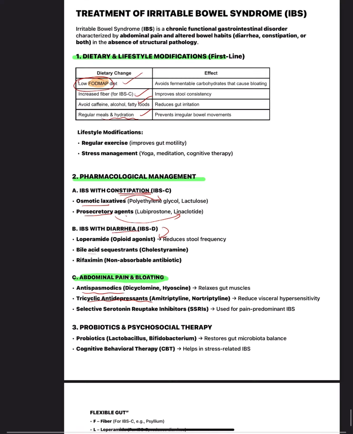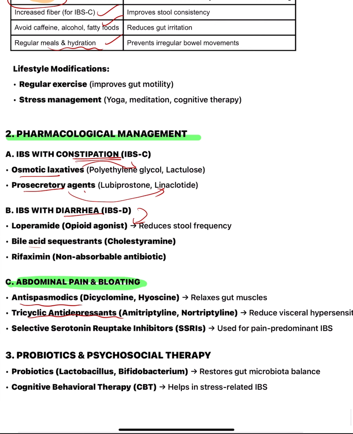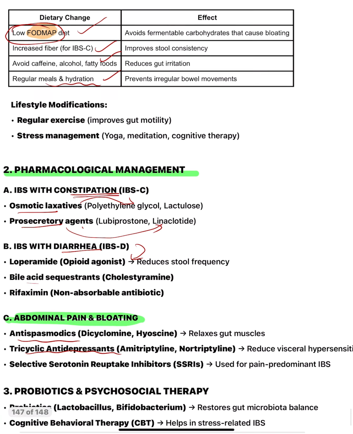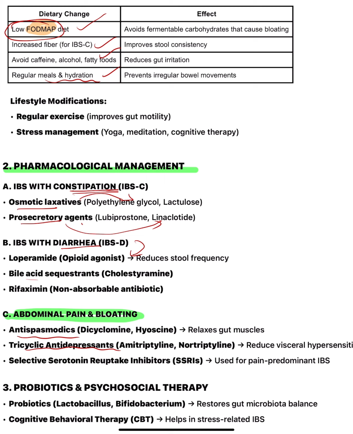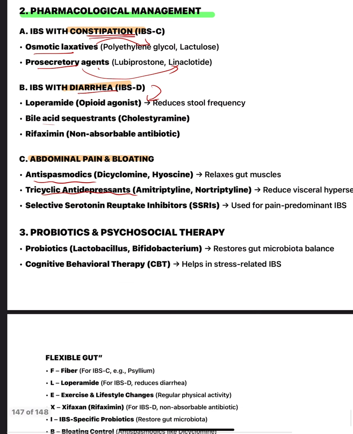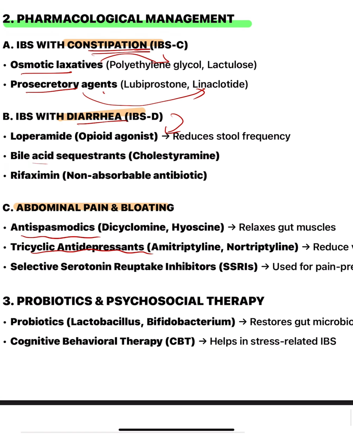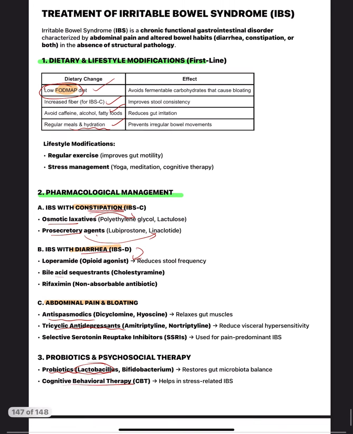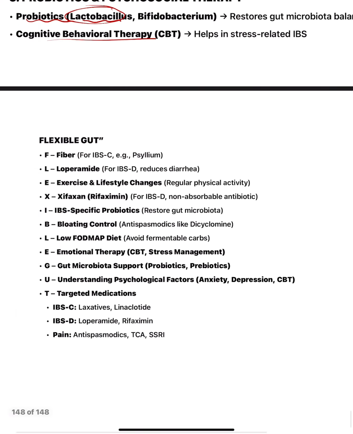If you want a more detailed answer, if you want to fill the page, then you can write it all. So with constipation, with diarrhea, with abdominal pain. Then probiotics and psychosocial: probiotics like lactobacillus and bifidobacterium. Remember one probiotic is enough. And then CBT, you can take a snapshot here. And if you want a mnemonic clover, you can take a snapshot here as well.